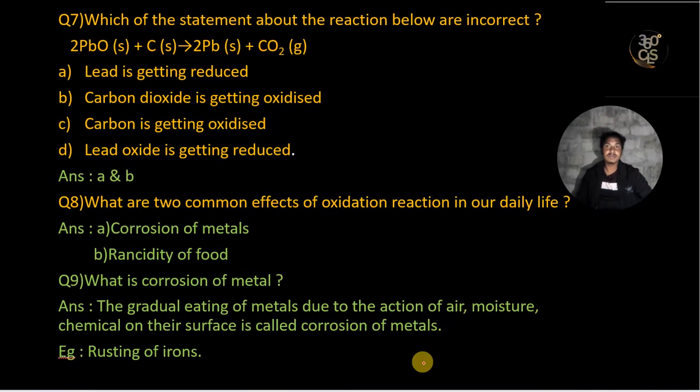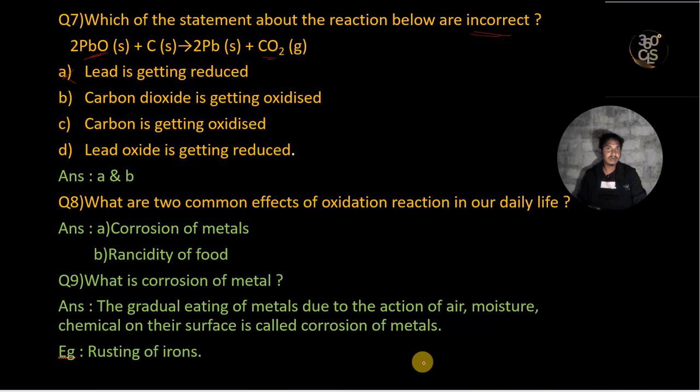Now the next problem is, which of the statements about the reaction below are incorrect? Okay, incorrect. So lead oxide plus carbon gives us what? Lead plus carbon dioxide. Now the options are: lead is getting reduced, lead is not getting reduced here, lead oxide is getting reduced. Okay, so this is what? Incorrect.